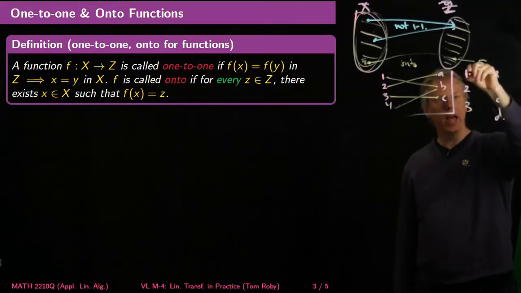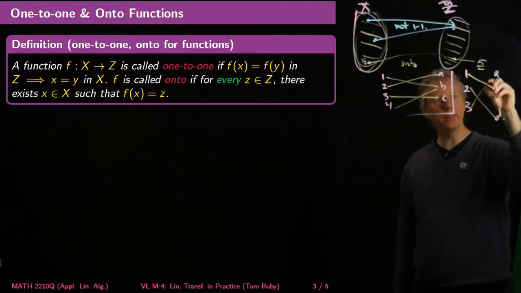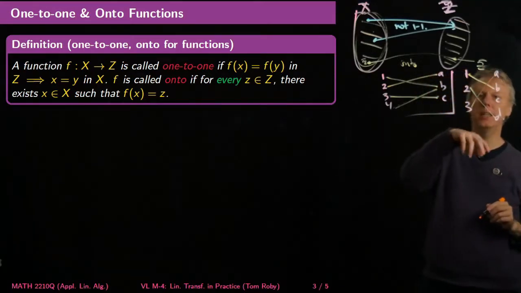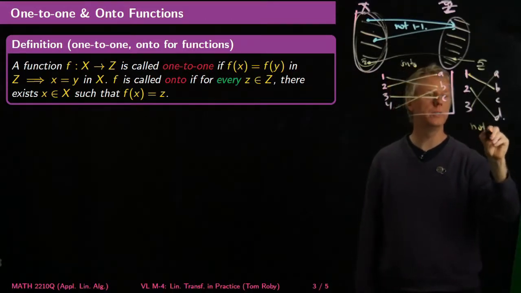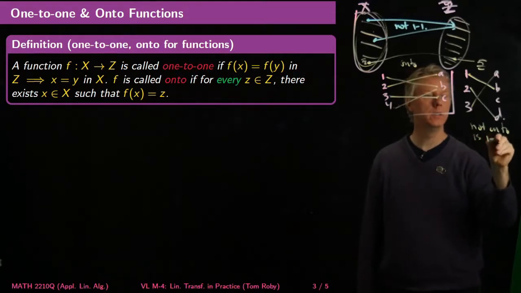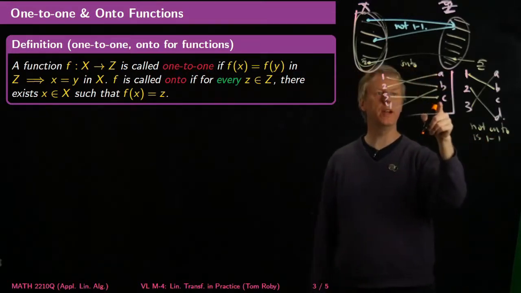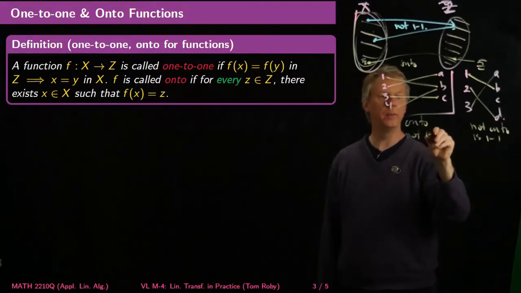So no matter how I do it, I have to leave something out. In this case, I left C out. So there's no way for this function to be onto. So this is not onto, although it is one-to-one. Right? And this function over here is onto, but not one-to-one.